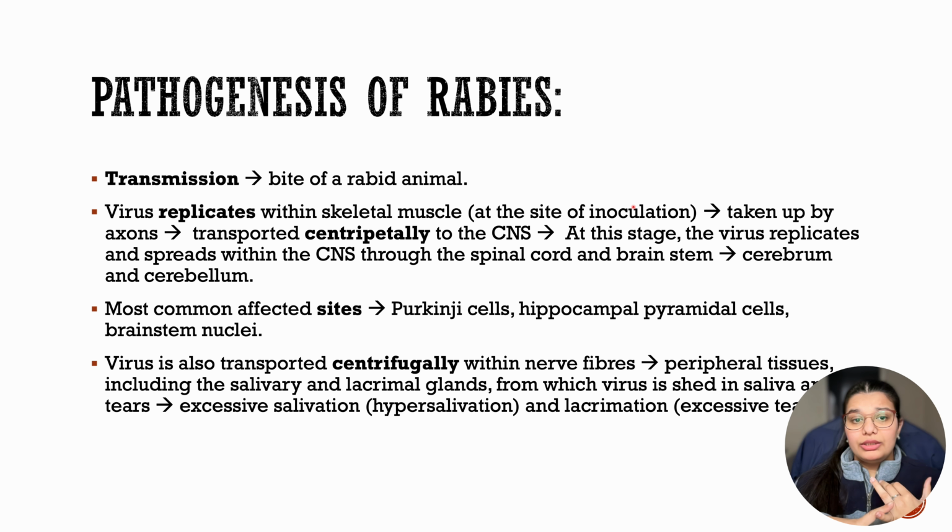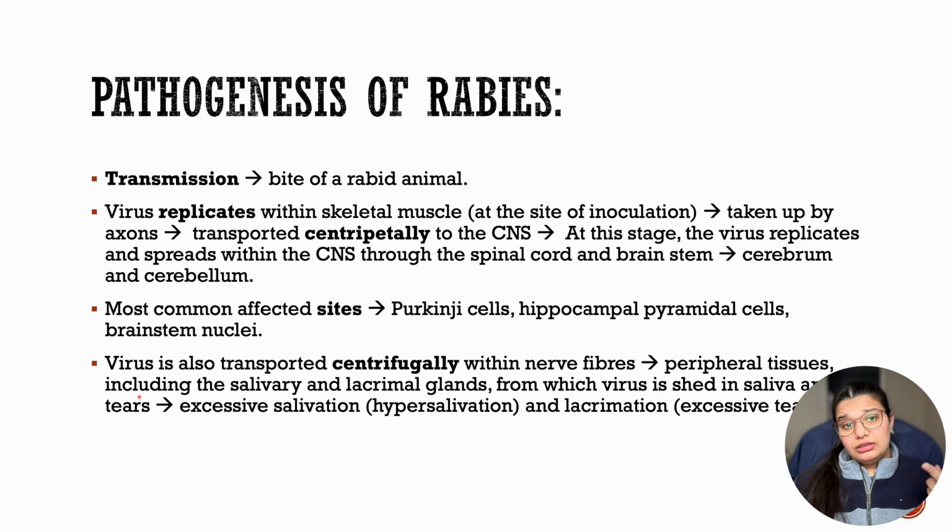Now, what are the most common sites affected? That's the Purkinje cells of the cerebellum, which we saw in detail in the slide I showed you before. Secondly, prone areas are the hippocampal pyramidal cells, and thirdly the brainstem nuclei. These are the most commonly affected sites, though other parts of the central nervous system can also be affected.